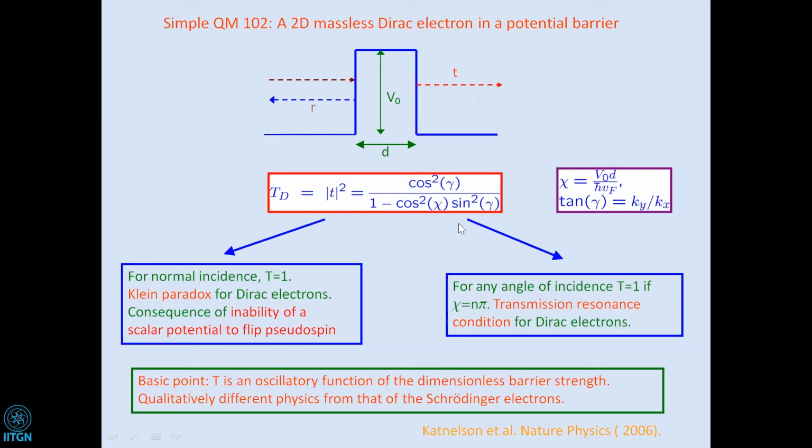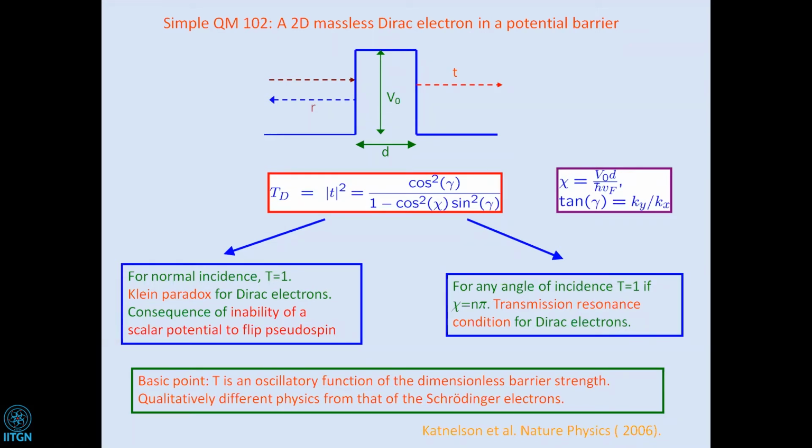Now, this expression is funny for two reasons. The first one is that suppose my gamma was 0. That is, I approach the barrier perpendicularly, normal. This essentially tells you that irrespective of what the value of chi is, no matter how strong the barrier is, your transmission is just 1. This is clearly a paradoxical result. How can an electron not get reflected, even if you have a very large barrier?